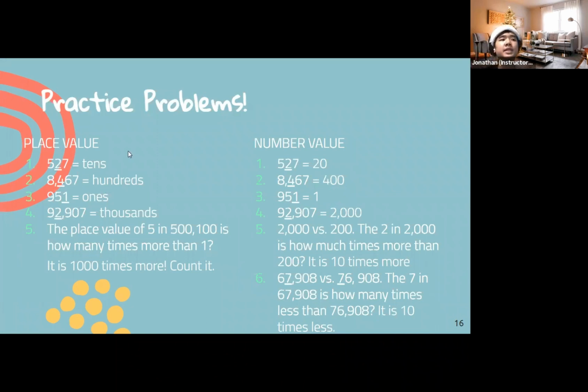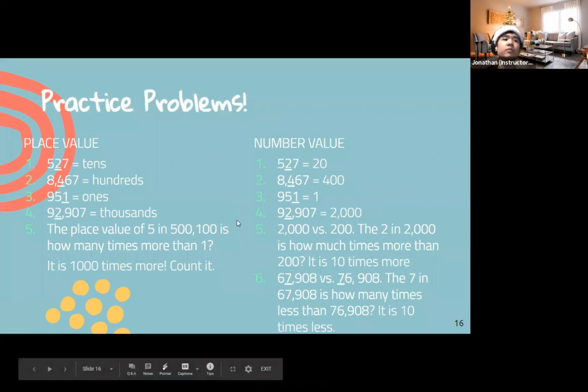So I basically did the exact same questions on the right side to show you. On the left, we calculated that 2 is in the tens place. So that means on the right side, the number value of 2 is 20. And the number value of the 4 is 400. The number value of 1 is 1. The number value of 2 is 2,000, and so on.